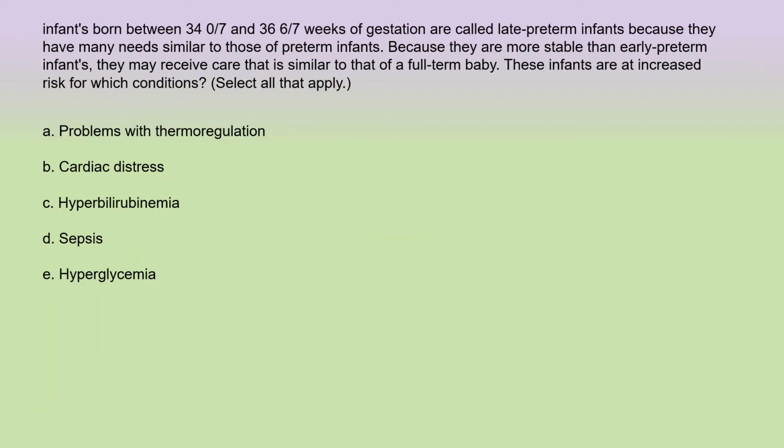Infants born between 34 0/7 and 36 6/7 weeks of gestation are called late preterm infants because they have many needs similar to those of preterm infants. Because they are more stable than early preterm infants, they may receive care that is similar to that of a full-term baby. These infants are at increased risk for which conditions? Select all that apply. A. Problems with thermoregulation. B. Cardiac distress. C. Hyperbilirubinemia. D. Sepsis. E. Hyperglycemia.